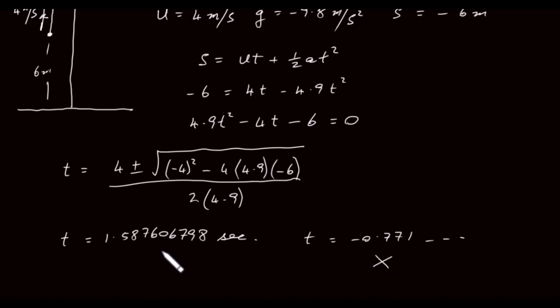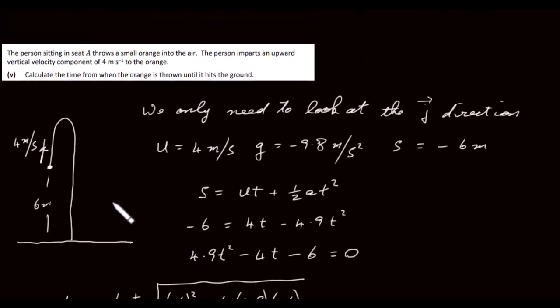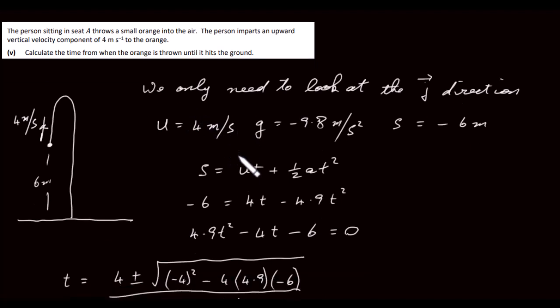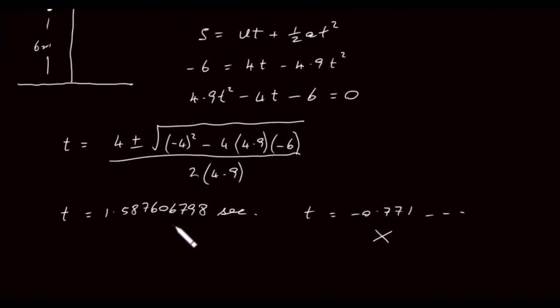Now it doesn't say, I think, to give it to so many decimal places. Calculate the time when the orange is thrown until it hits the ground. So it doesn't say to give it to any number of decimal places. I can never really understand why they don't do that, but that's as accurately as we can do it on the calculator anyway. So that's really it, and you ignore the negative version of our time here. Okay, so that's really it for this question.